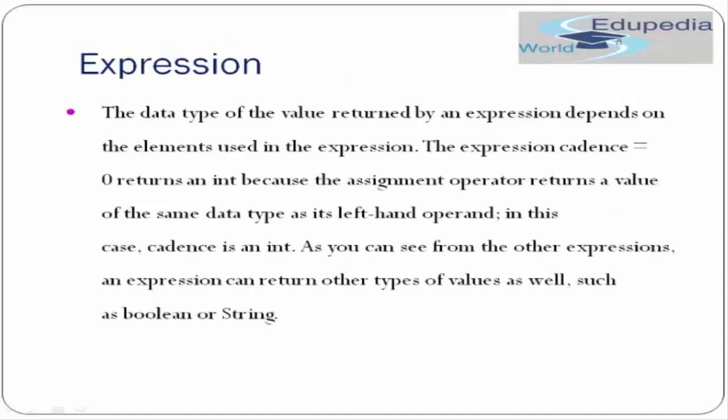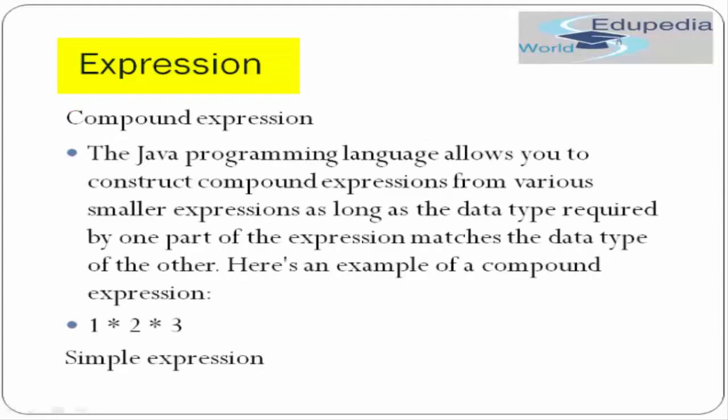Okay, so the data type of the value returned by an expression depends upon the elements used in the expression. The expression cadence equals 0 returns an int because the assignment operator returns a value of the same data type as its left-hand operand. So whatever the left-hand operand is, the same type of value is returned. In this case, cadence is an int. As you can see from the other expressions, an expression can return other types of values as well, such as boolean or string. I hope that's clear.